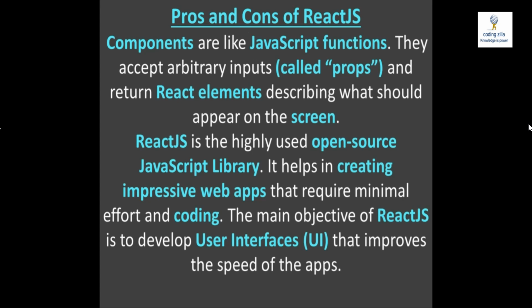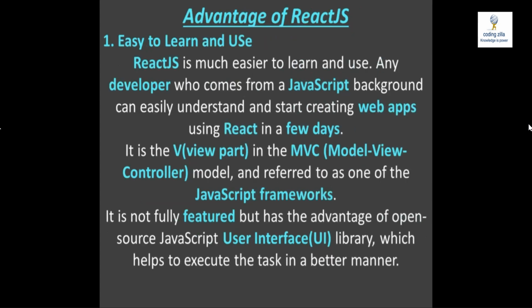Components are like JavaScript functions. They accept arbitrary inputs called props and return React elements describing what should appear on the screen. React.js is a highly used open source JavaScript library. It helps in creating impressive web apps that require minimum effort of coding. The main objective of React.js is to develop user interfaces (UI) that improve the speed of apps.